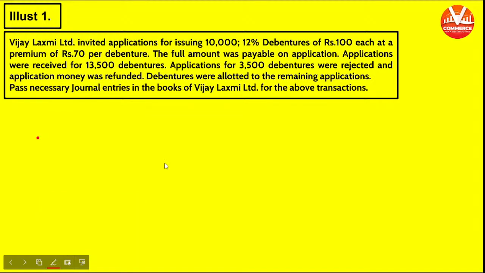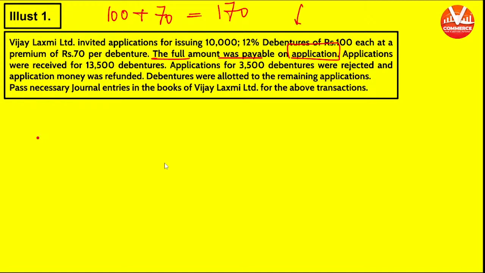So the issue price is 100 plus 70, 170. Now, the full amount is payable on application. पूरा का पूरा पैसा कहाँ आएगा? Application पे. So the payment is made in lump sum.